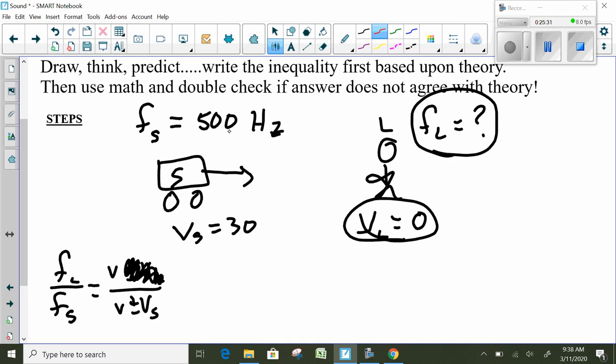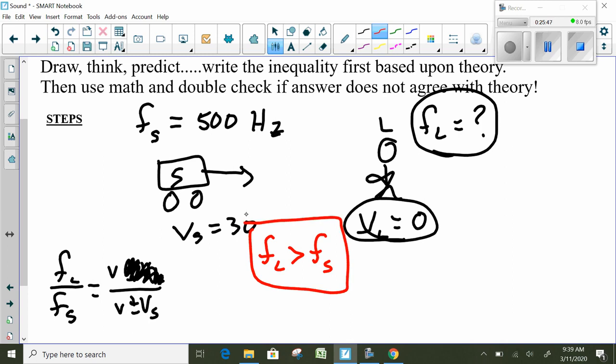So because the source is going towards the listener, the frequency the listener hears has got to be bigger than the frequency of the source. The person's going to hear the pitch at a higher value. So this inequality is crucial. It's based on what we talked about in the previous couple slides.